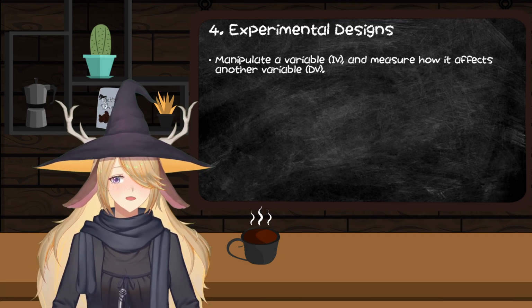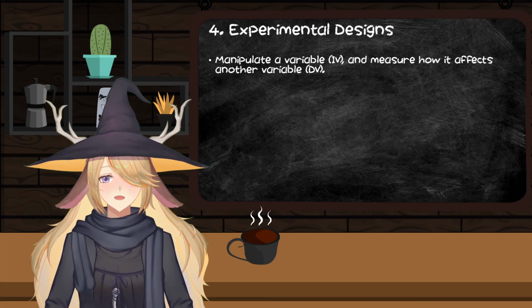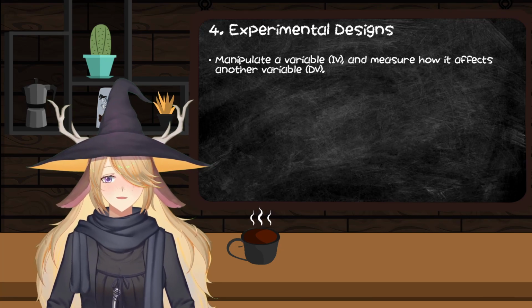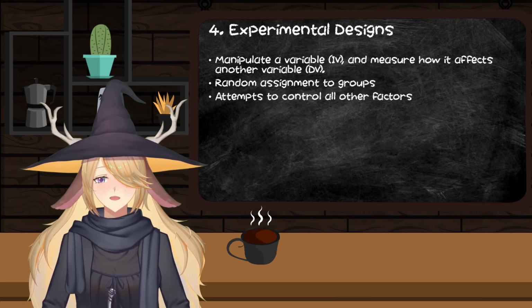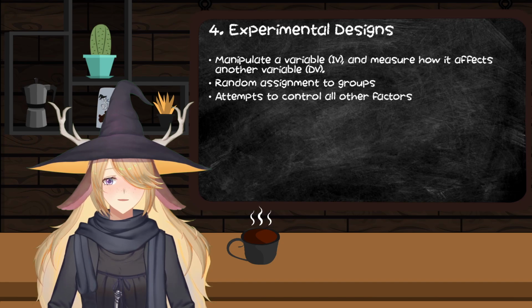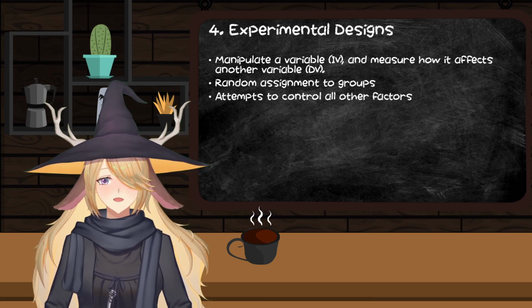So what is the characteristic of an experiment, the fourth type of design? You manipulate the independent variable, you see how it affects the dependent variable. Typically, this is also going to consist of random assignment to groups and at least an attempt to control all other factors.